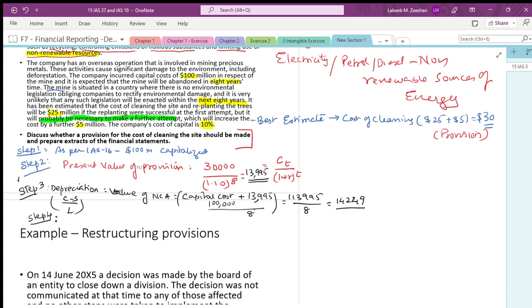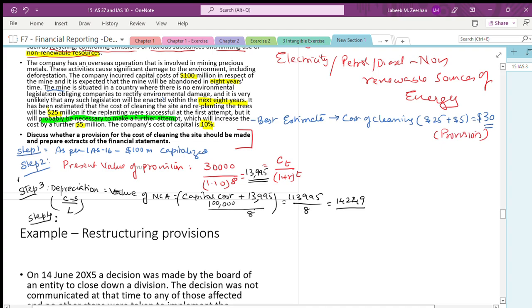Step 4. What you have to do? You have to calculate the finance cost, the present value of the provision. Definitely, the company's cost of capital is how much? 10%. Is it right?